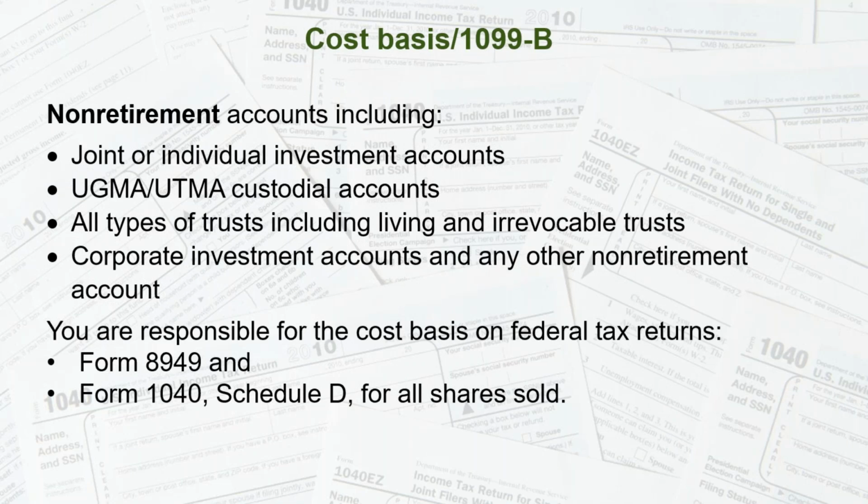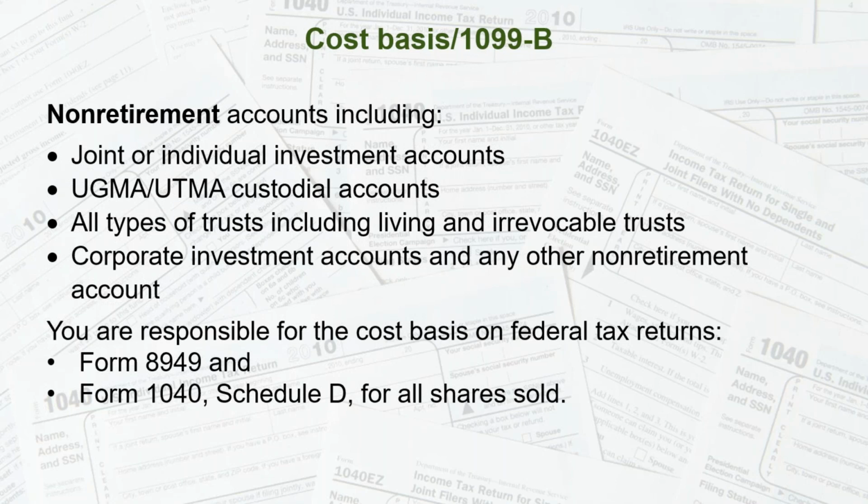When your tax professional requests the cost basis of your investment accounts, he or she is asking for your 1099-B. The 1099-B is used for determining any taxes on your sales of securities. You'll receive a 1099-B on any non-retirement accounts, including joint or individual investment accounts, UGMA or UTMA custodial accounts, all types of trusts, including living and irrevocable trusts, corporate investment accounts, and any other non-retirement account.